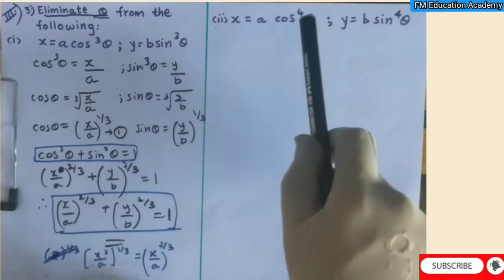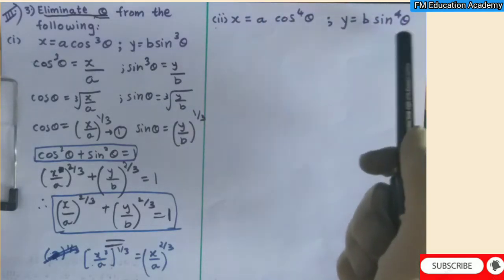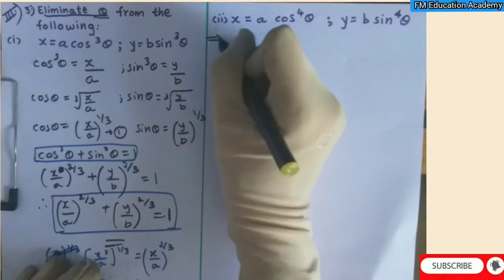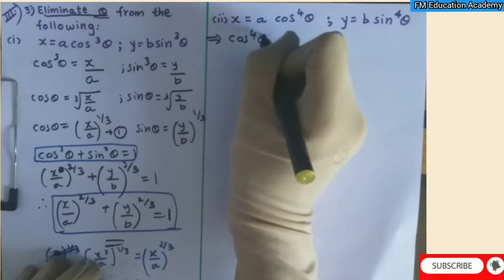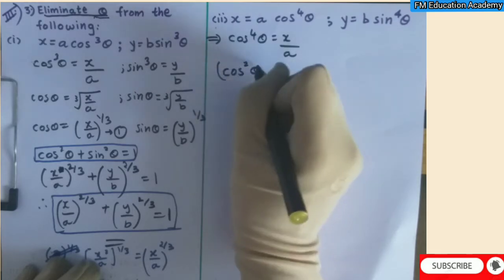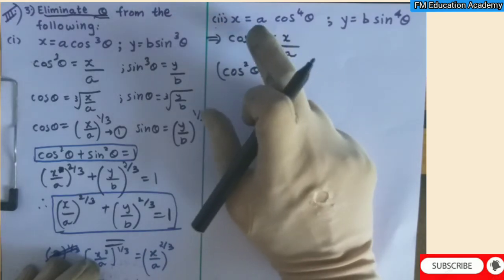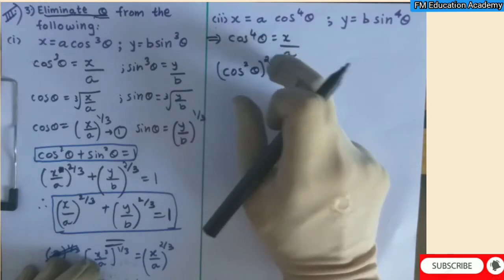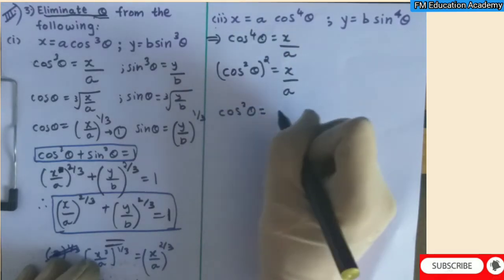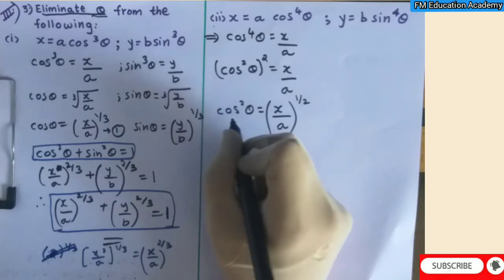But before that, we need the value of either cos theta or cos square theta, and we need the value of sin theta or sin square theta. So from the given condition, we have cos power 4 theta is equal to x by a, and cos power 4 theta can be written as cos square theta whole power 2. In many videos of mine I have said we can resolve 4 as 2 power 2. Why? Because a power mn is a power m whole n. So cos square theta whole square is equal to x by a. Square when it goes that side becomes whole power 1 by 2. So this is the value of cos square theta.